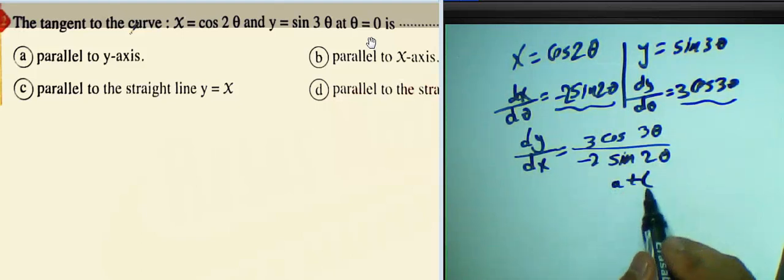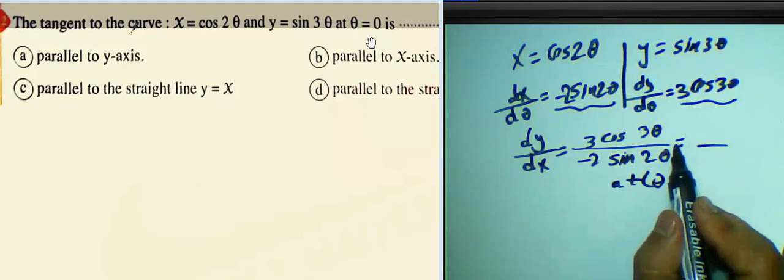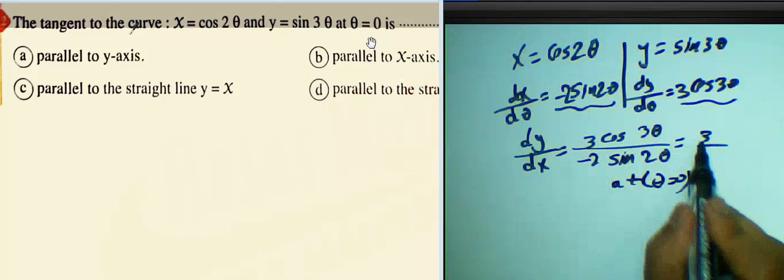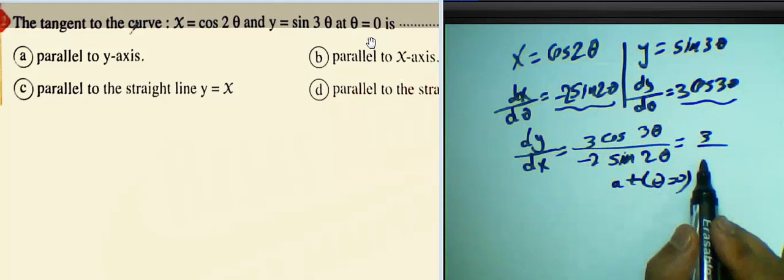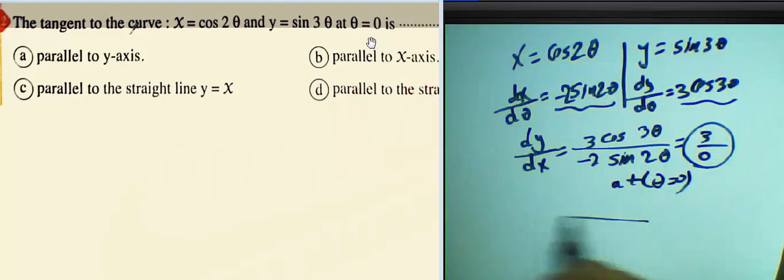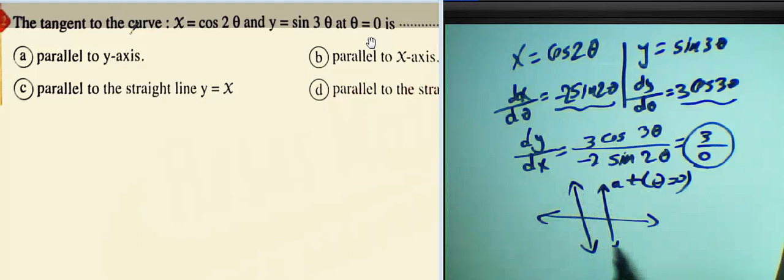At theta equals 0, cosine 0 equals 1, 1 times 3 equals 3, and sine 0 equals 0, 0 times negative 2 is 0, so this will be undefined. It means the tangent is parallel to the y axis. Choose letter A, because the slope here is undefined.